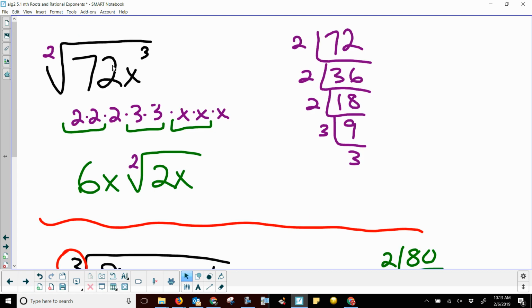Then we did this one, square root of 72x to the 3rd. Broke down 72, lined everything out, including x times x times x. And because this was blank, I know there was a 2 there. I'm looking for 2 of the same thing. I found a pair of 2's, found a pair of 3's, and a pair of x's. So 2 times 3 gave me 6.